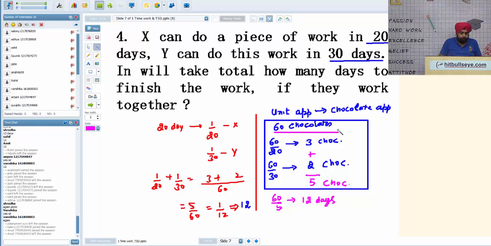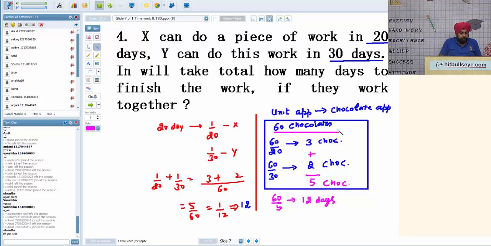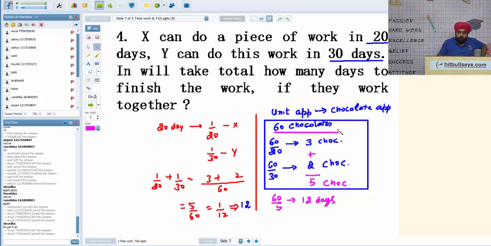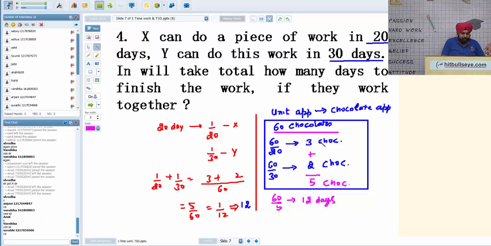Right students? You will see if you apply this chocolates, this units approach, the question actually becomes very simple. You can do it orally. Without writing you can answer this. You will not have to write anything for this. And moreover the question has chocolates in it, so it creates some interest also. Otherwise mathematics does not create that much interest. Are you all with me? That's great. That's great students.